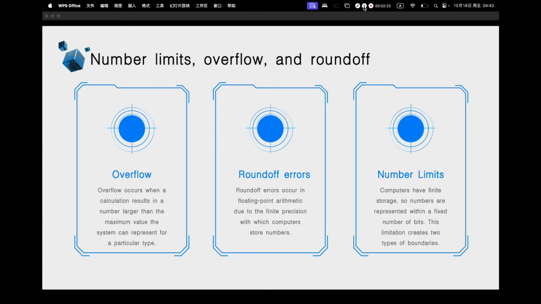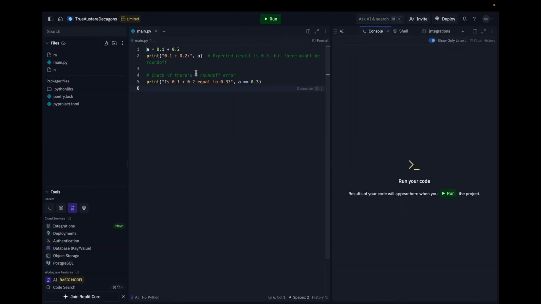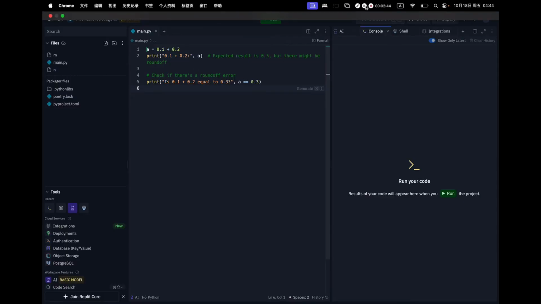So round off errors occur when floating point numbers cannot exactly represent certain values, and this will lead to small inaccuracies in calculations, especially with repeating decimals or very large or small numbers. Let me show you an example. So as you guys can see here, we have the expression 0.1 plus 0.2, and we're trying to store it into the variable a. Due to the limitations of how floating point numbers are represented in binary, the result of this addition will not exactly be 0.3.